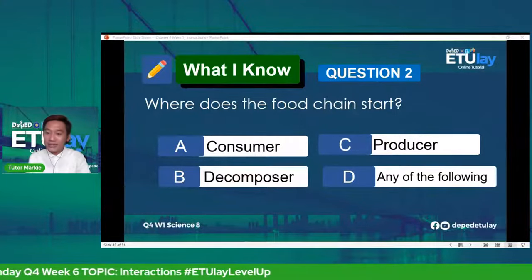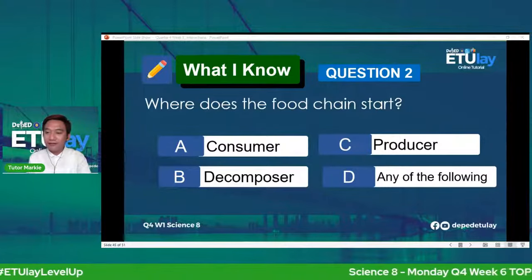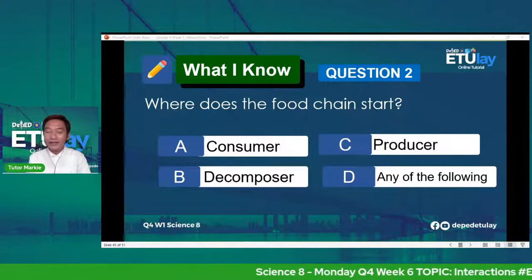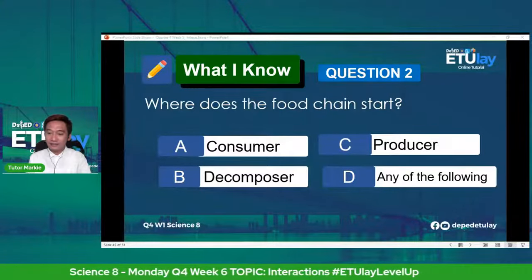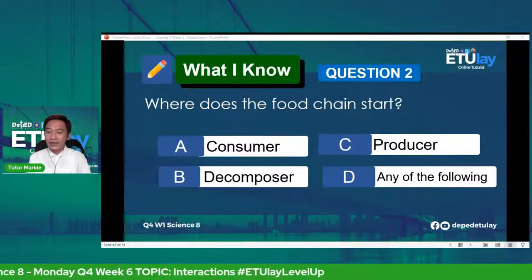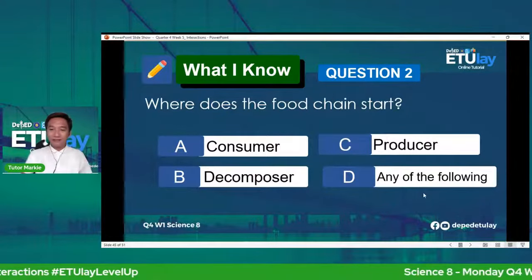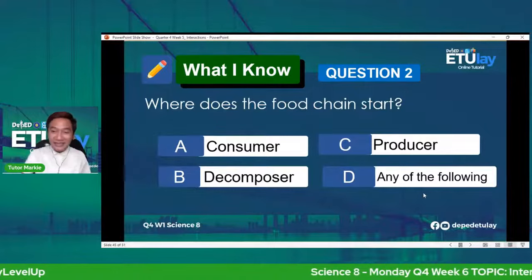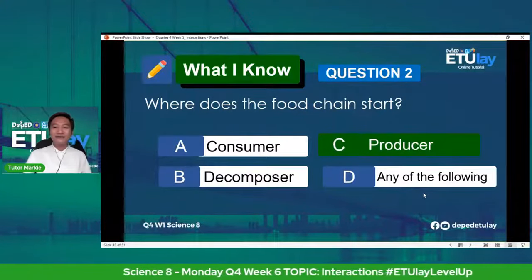Lorenzo DRG answered letter C, the producer. Katlea Soriano answered letter C. Laika Galang, letter C. Cyril Alcantara answered letter C. And Tricia Valenzuela answered letter C. Most of them answered letter C. Let's see if letter C is the correct answer. All right, very good. The answer is letter C, producer.